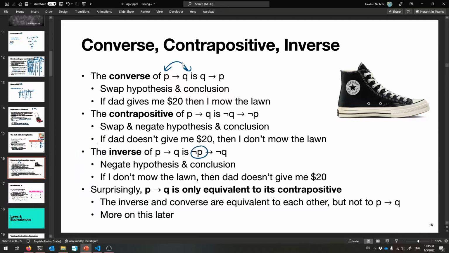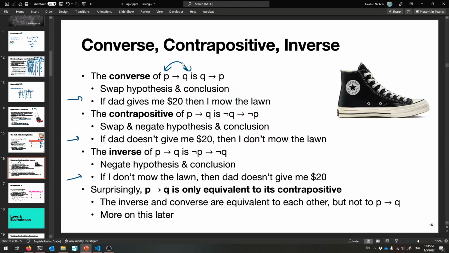We also have the inverse of P implies Q. That is, not P implies not Q, or if not P, then not Q, okay? So you just negate the hypothesis and the conclusion, keep them in the same spot. And this would be, if I don't mow the lawn, then Dad doesn't give me $20. Okay? So you might think that all of these kind of sound the same.